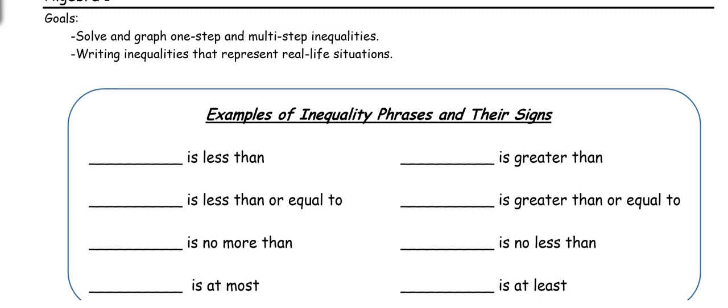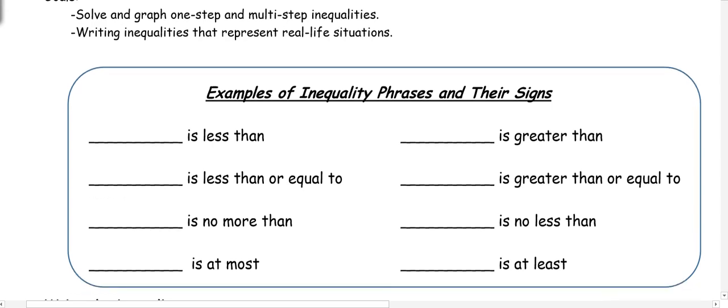This video is about solving and graphing one-step and multi-step inequalities and writing inequalities that represent real-life situations. So yesterday we started to talk about the inequality symbols, and we had less than, which is an arrow pointing to the left. We had greater than, which is an arrow pointing to the right. We have less than or equal to, which is pointing to the left and has a bar underneath it, and greater than or equal to, which is pointing to the right with a bar under it.